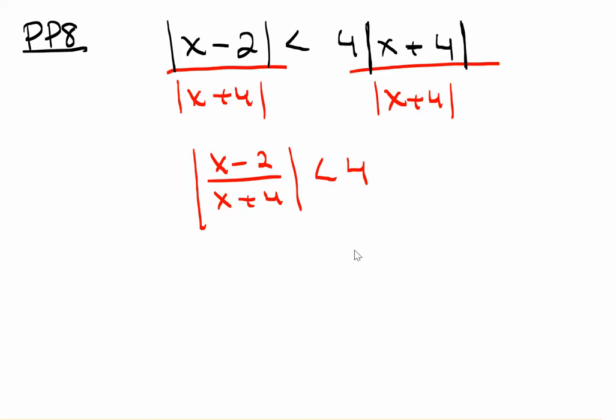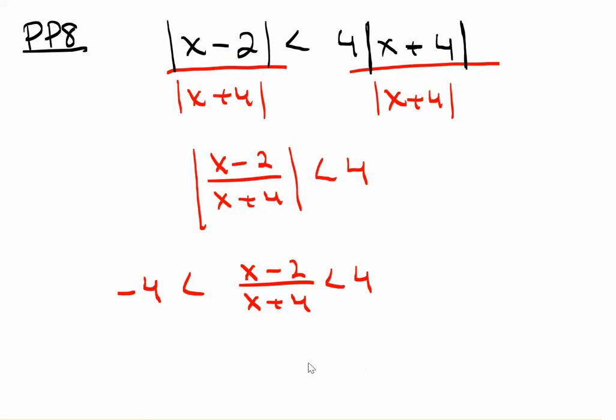So, and or, there's the question again. This is an and or statement. It is an and statement, so we're going to split it off like we did before. -4 less than whatever's in the middle, less than 4. All right, the only problem here is this is going to be complicated to solve.